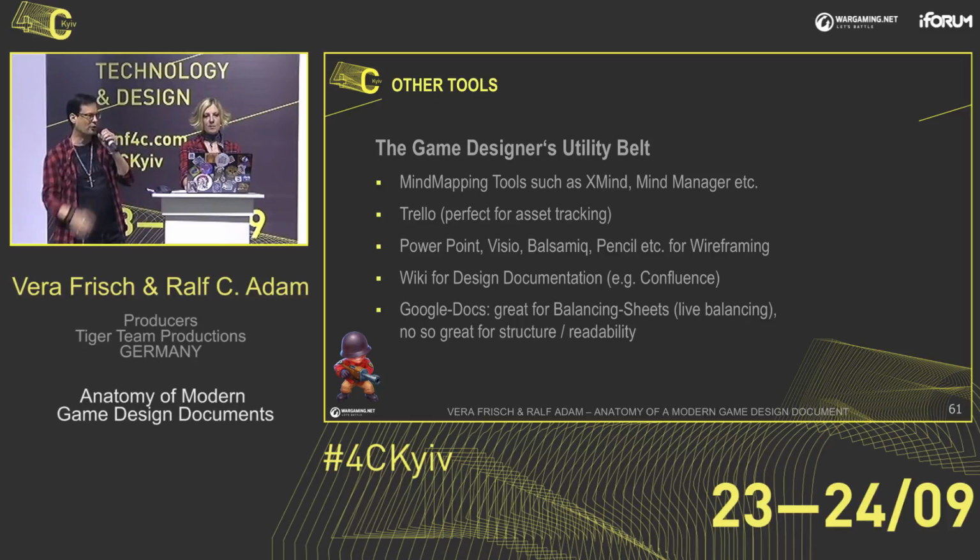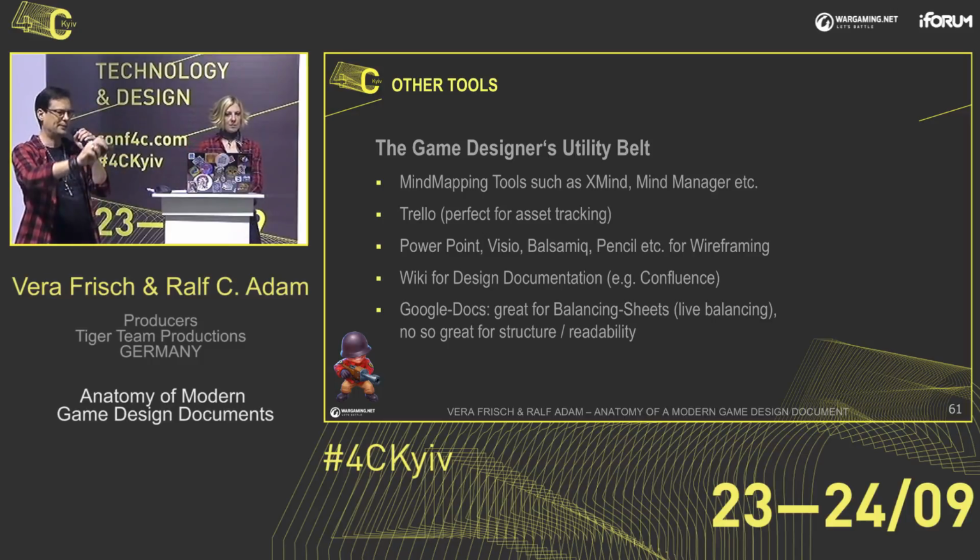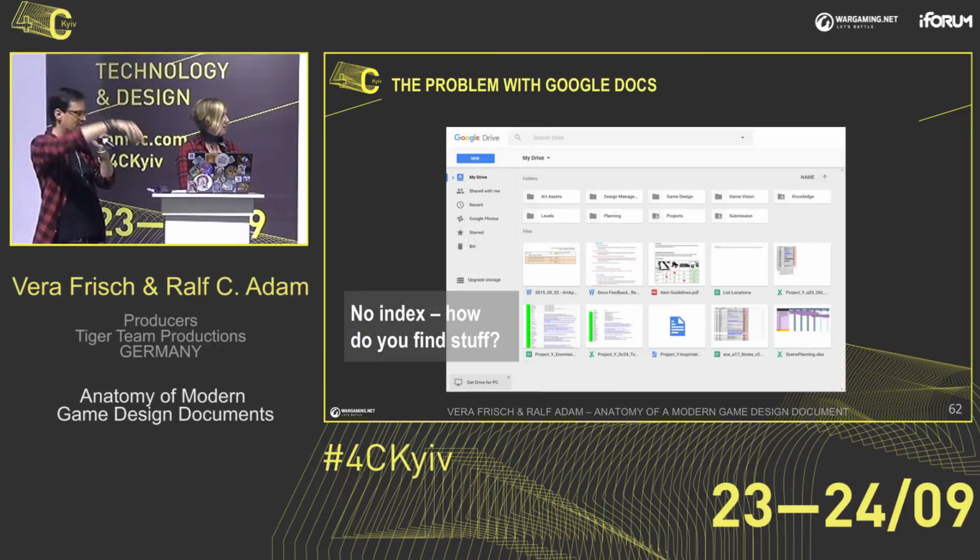Wiki I've mentioned before, and Google Docs maybe also a great tool a lot of people are using. It keeps your docs up to date, and it's very cool for balancing, especially for having live balancing sheets that you can change, and then the game automatically and live changes. On the other hand, for game design itself, there is one flaw with Google Docs. It doesn't give you a good overview like Confluence or something like that.